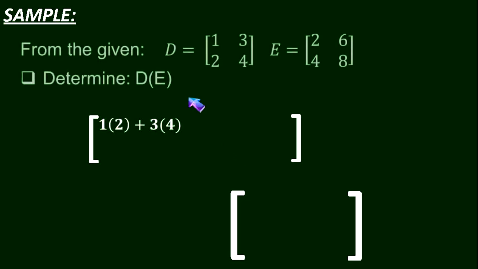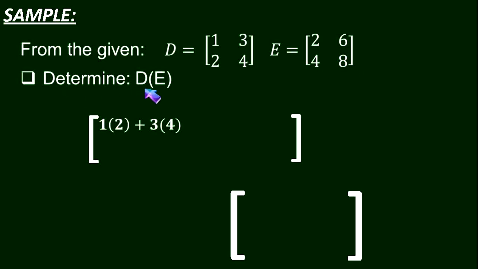Let's have here a sample number 3. So, we have here from the given D, 1, 2, 3, 4, and matrix E, 2, 4, 6, 8. So, yung row ng matrix D natin, parehas sa column ng matrix E natin. So, we can multiply these two matrices since 2 rows, 2 columns sa E. So, anong magiging sagot natin sa matrix na ito? That would be 2 by 2 matrix since we have 2 rows and 2 columns. So, 2 by 2 yung magiging sagot natin.